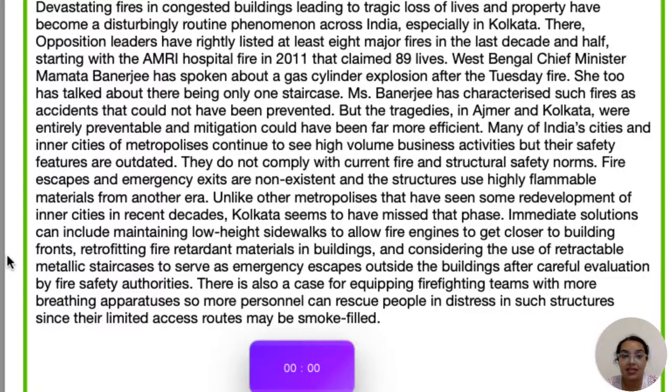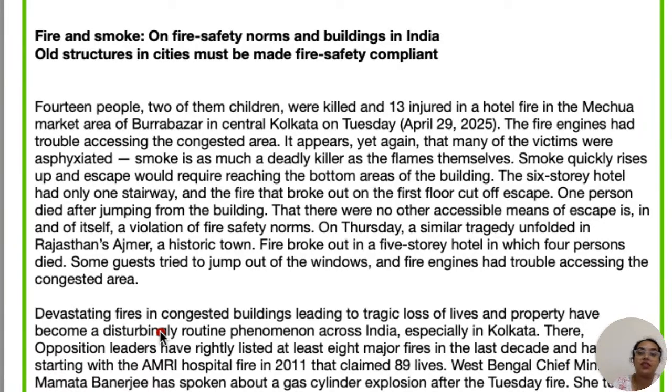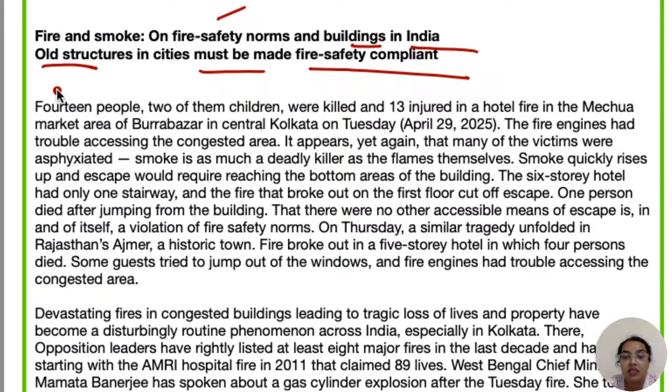The time is given to you. You need to tell me now in one line what you have understood. I'll start explaining. So it is "Fire and smoke": on fire safety norms and buildings in India. So of course we are going to see something related to maybe a fire accident or how the norm should be. All structures must be made fire safety compliant. So all structures in cities must be made how? Fire safety compliant. There has to be work done, and this is a suggestive tone right there in the beginning.